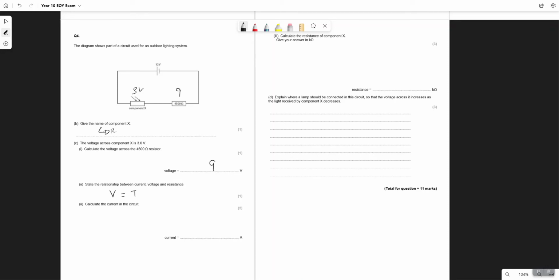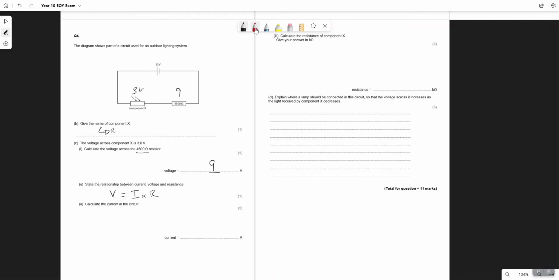Voltage is equal to current times resistance, in words or in any order. Calculate the current in the circuit. Now, here, several people then went back and said, I'm going to use V as 12. But you use V equals IR over a component. So we've got a 4,500 ohm resistor, and we know we've got 9 volts across it.